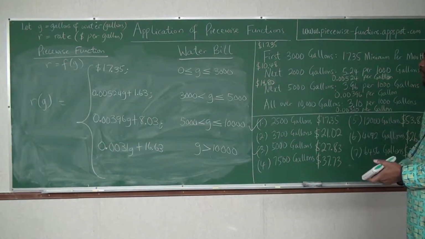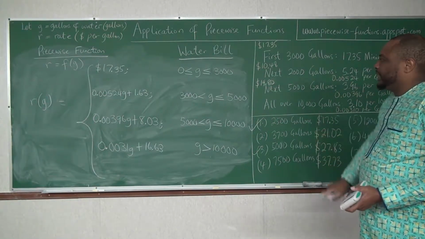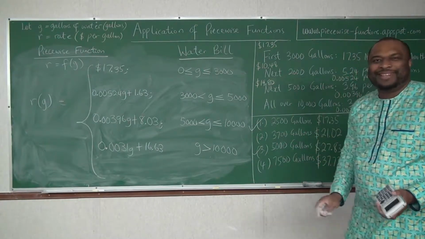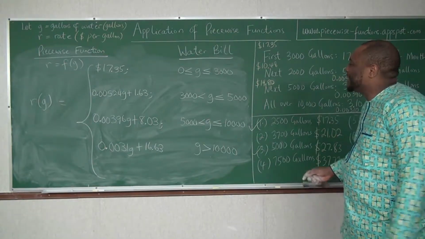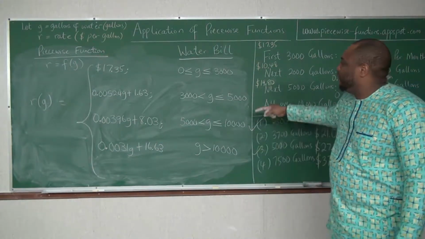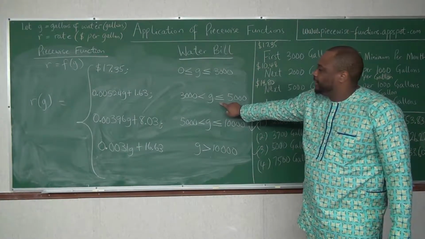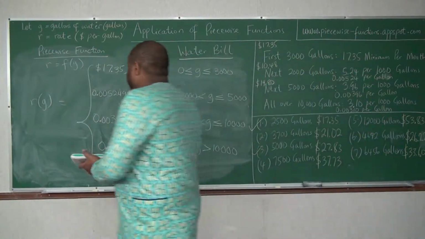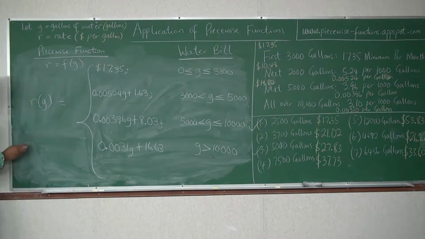Now the next one you do is you check for 3,700 gallons. What piece does it fall in? 3,700 falls right here. So let's use that. You will use this because this is the piece where it falls. You now have 0.00524 times 3,700 plus 1.63.